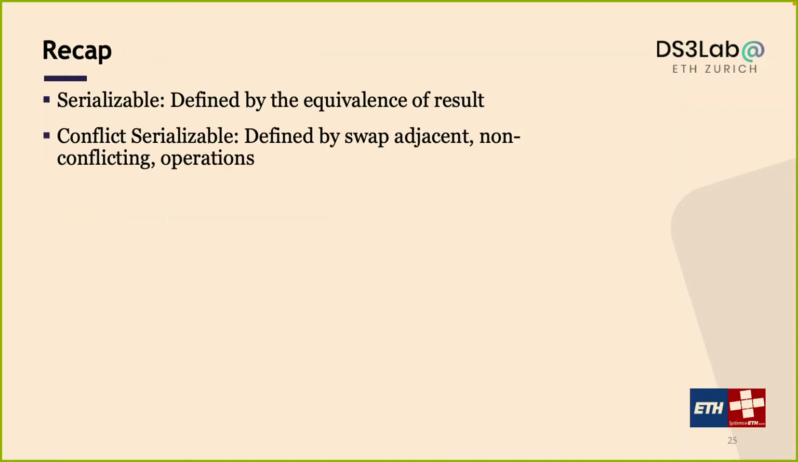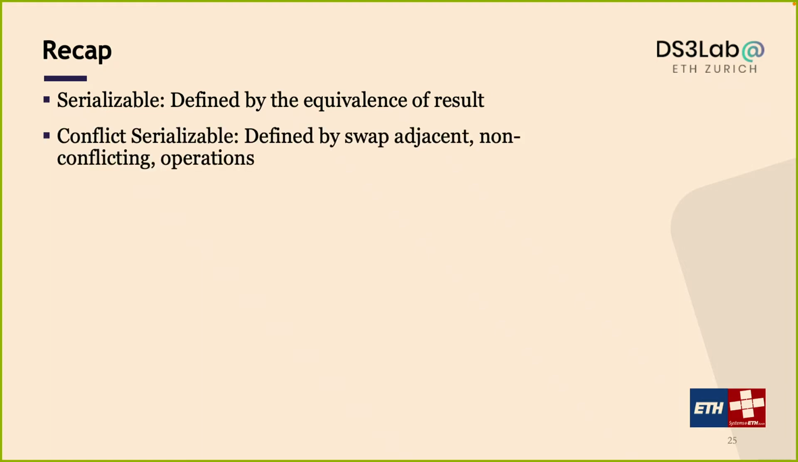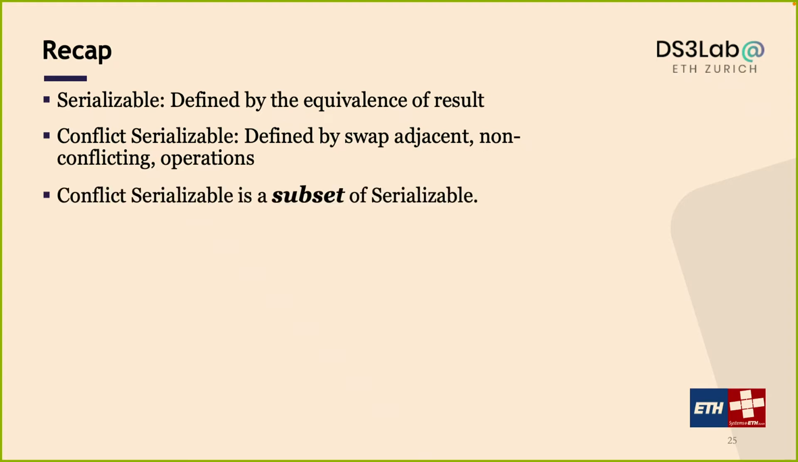So essentially, just to recap, we have these two different notions of serializability. Something being serializable is defined by the equivalency of the result. You compare the database state. And something being conflict serializable is defined by whether you can swipe adjacent non-conflicting operations. To test conflict serializability, you never run the transaction. Okay? That is why we like it.